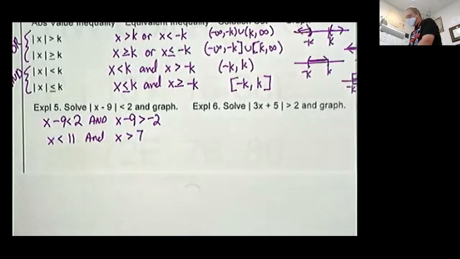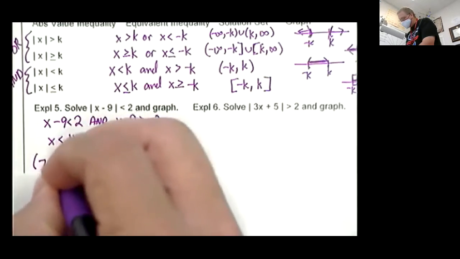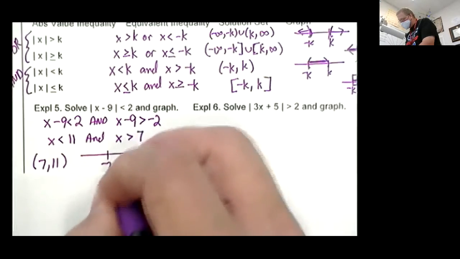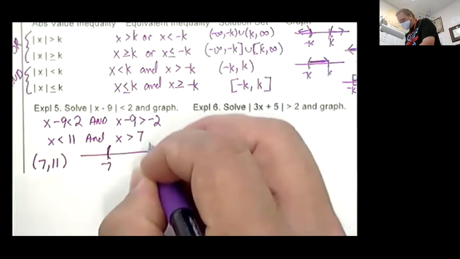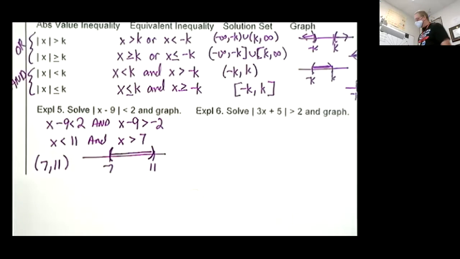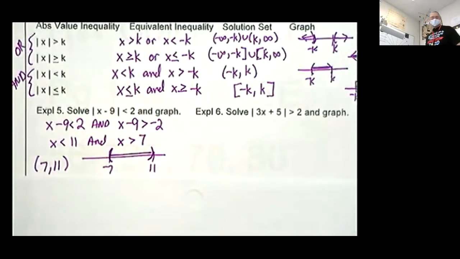We don't need to write the solution set, but I guess we could. So what's our interval? Our interval is from 7 to 11. And we want to graph that. We're at 7 to the right, 11 to the left. We're not including the endpoints, so that's parentheses. And there's our graph. Notice the graph matches our solution set.